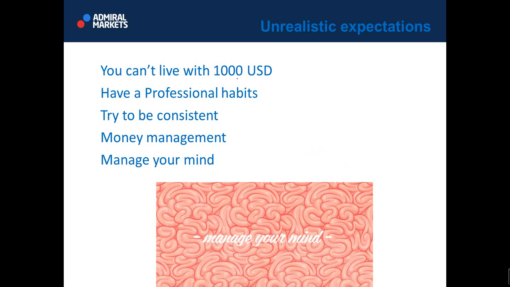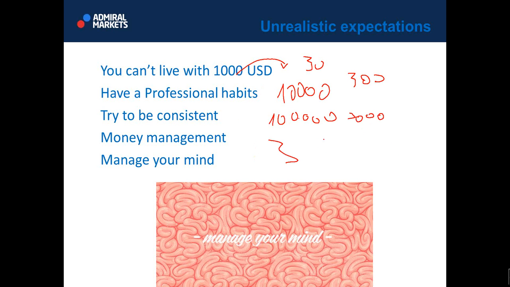3% from $1,000 is $30. 3% on $10,000 is $300. On $100,000 it is $3,000, and so on. If you can make $3 with a $100 account, 6 months in a row, then you can think of yourself as a successful trader.